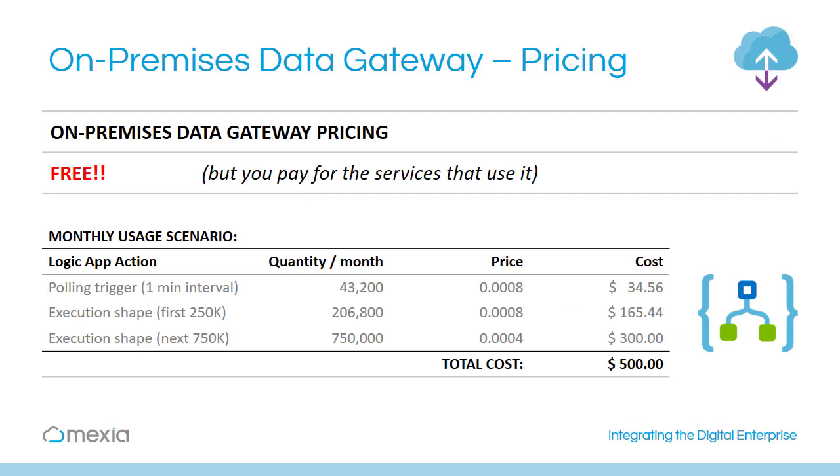The great thing about the on-premises data gateway pricing is that it's absolutely free. You don't pay any extra to use the data gateway with your managed connectors. Of course, you do pay for the services that use it, though. So with logic apps, for example, in this scenario, you pay per action that executes in a logic app, which includes an action that is a connector. That $500 may look expensive, but that's a scenario where you're having 1 million actions performed over the course of a month. And that's a lot of logic app actions.